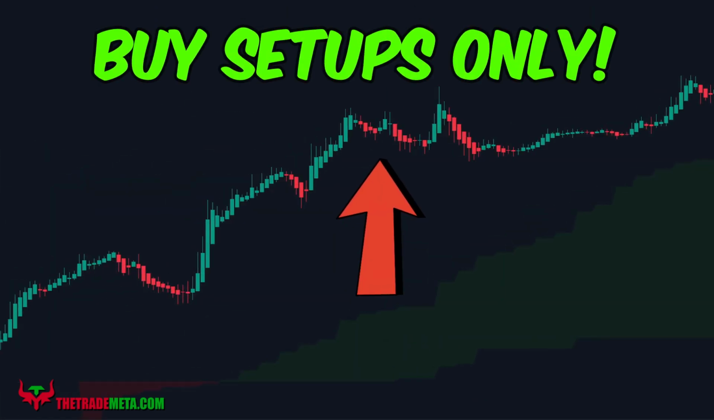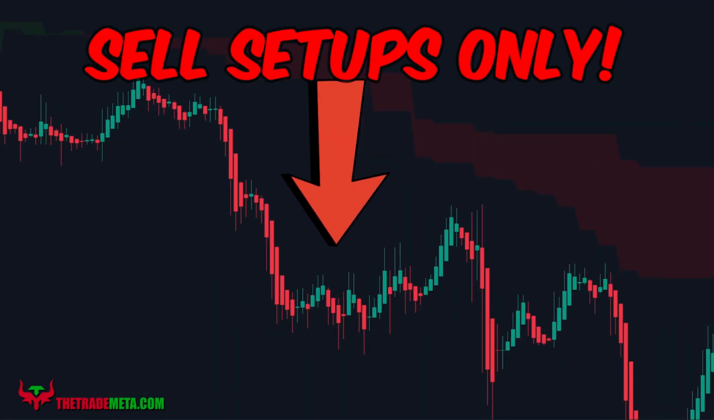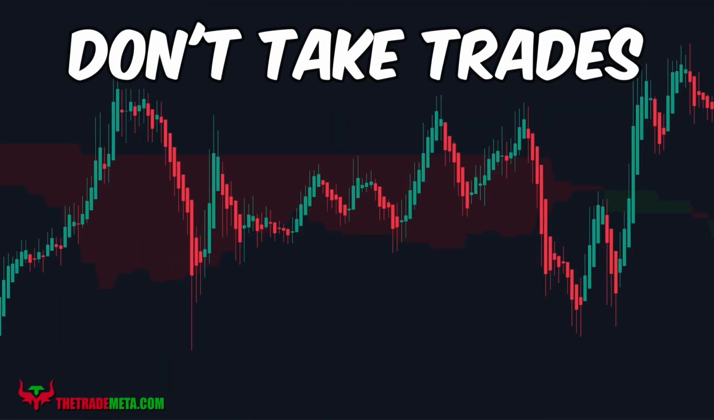When price is above the cloud, we look for buy setups only. When price is below the cloud, we look for sell setups only. When price is inside the cloud, we don't look to take any trades.